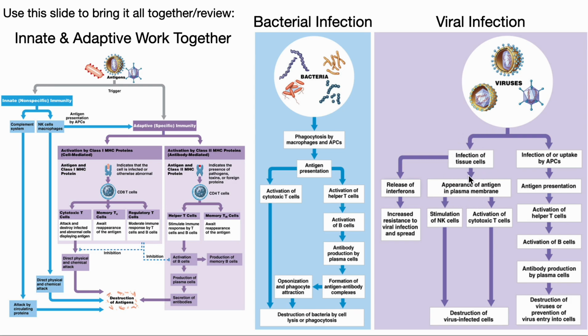So the infected tissue cells may display antigen via MHC1 proteins, which would then lead to this cascade of events, or APCs may find some of those viral antigens and will go through this cascade. So again, this is just a great slide to kind of bring it all together.